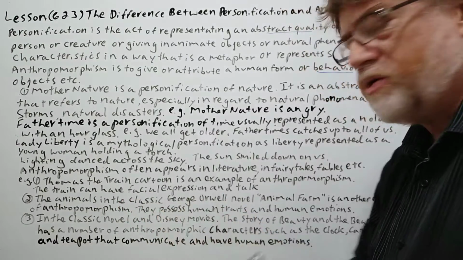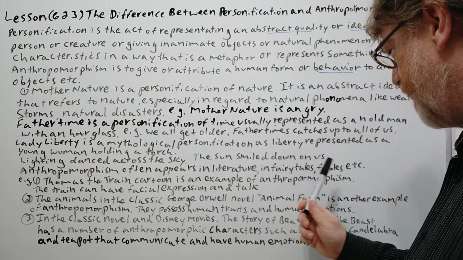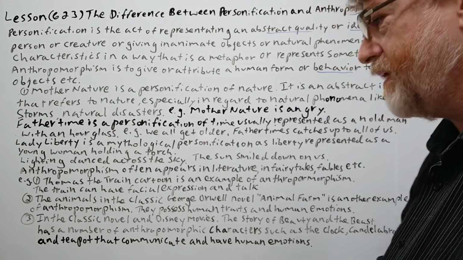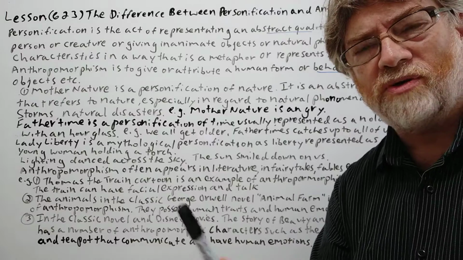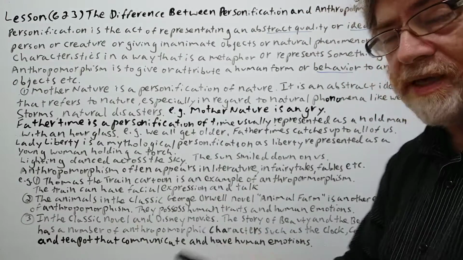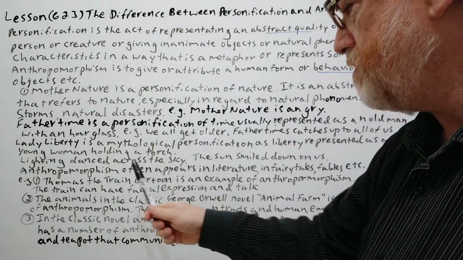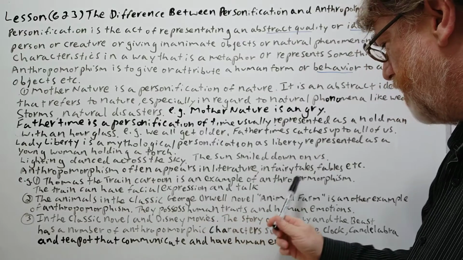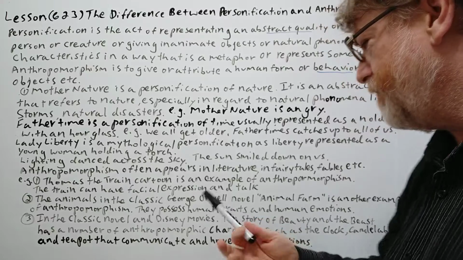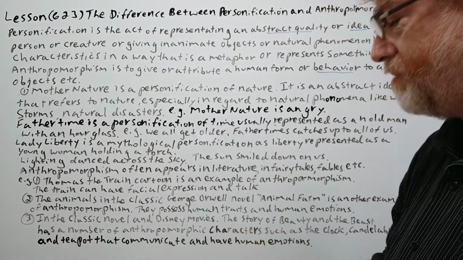Anthropomorphism often appears in literature, especially in fairy tales, fables, etc. When you're teaching lessons, especially when you have animals or objects talking like they are human, it would be something that, at least in the story, could be touched. All right, so the Thomas the Train cartoon is an example of anthropomorphism. The train can have facial expressions and talk like a human.